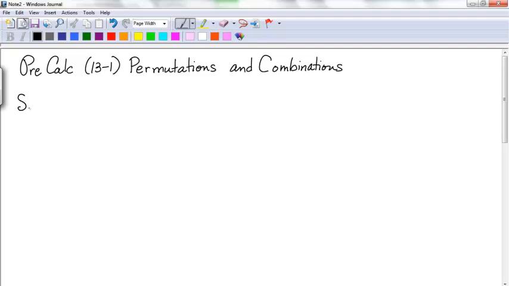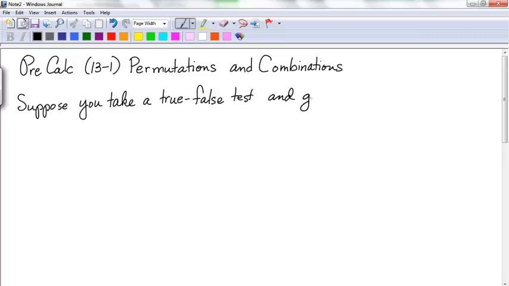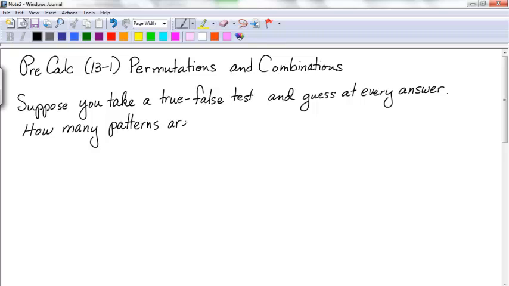Suppose you take a true-false test and guess at every answer. How many patterns are possible if there are 20 questions?